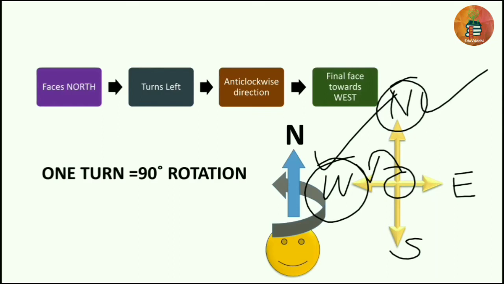So totally we can conclude that whenever an object faces a particular direction, if it is told to turn right, it should rotate through 90 degrees in the clockwise direction, so that finally the face will be towards some other direction. And whenever an object is told to turn left, it will rotate through 90 degrees in the anti-clockwise direction, and finally the face of that object will be towards some other direction.